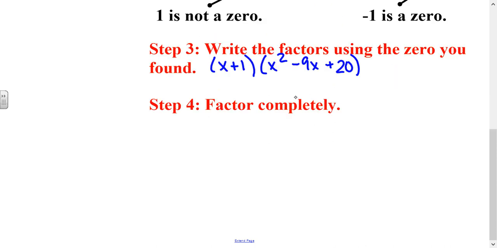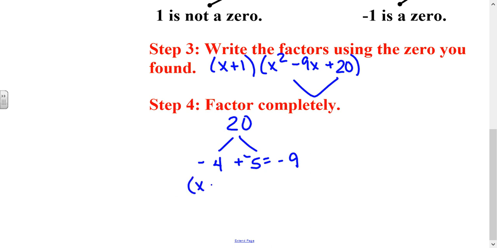I have to see if this is factored completely. So I need to see if I can break this down into any other factors. So are there any factors of 20 that add to be negative 9? So I could do 1 and 20, 2 and 10, 4 and 5. And I would have to make both of them negative for this to work, because they have to both be negative to multiply to be positive 20, and they both have to be negative to add to be negative 9. So that would mean that my factors would be x minus 4 and x minus 5. And I already knew that x plus 1 was one of my factors.